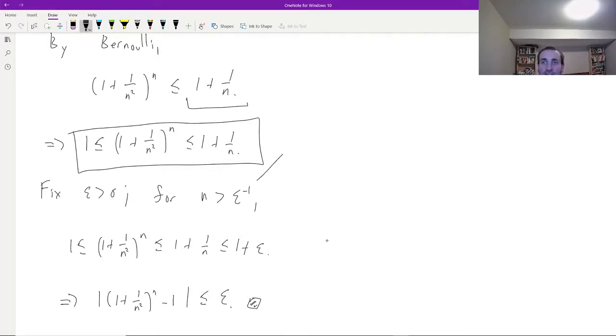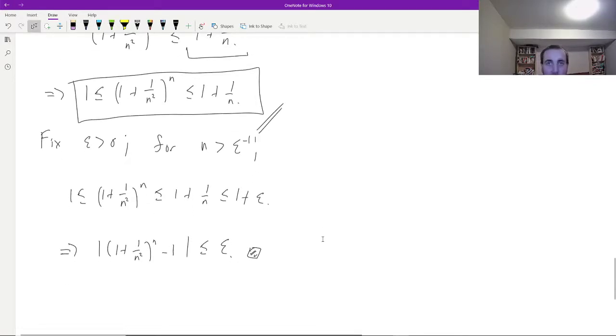Okay, I've done the calculation, so at this point I can do the formal bit and say, okay, great, fix some epsilon bigger than 0, and now I'm going to look at all values of little n bigger than epsilon inverse. And when I look at those values of little n, I find that my sequence, (1 plus 1 over n squared) to the n, is somewhere between 1 and 1 plus epsilon, and in particular, the absolute value of (1 plus 1 over n squared) to the n minus 1 is less than or equal to epsilon, and that's exactly what I wanted to prove.